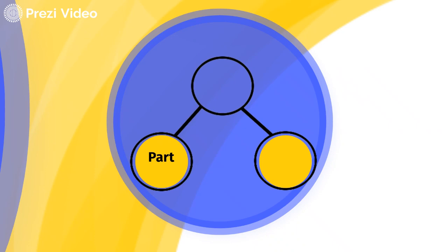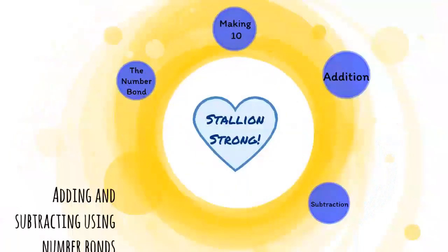What about the other circle? Yeah, it's called a part. So remember Mrs. Cantrell's chant, part, part. Now what's the top? Whole. Okay, part, part, whole. Good job, you guys. Let's keep going.